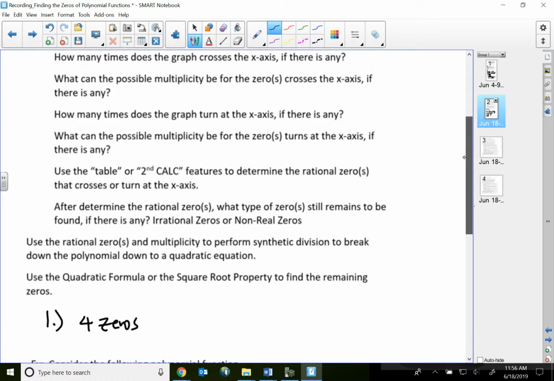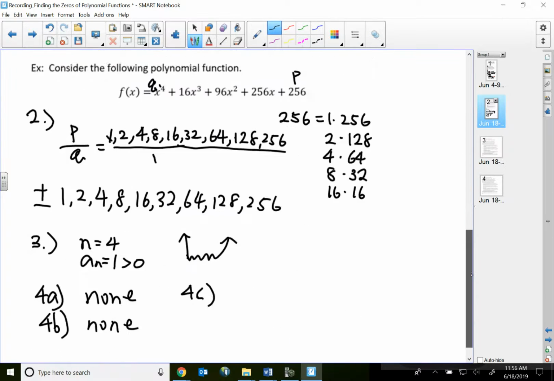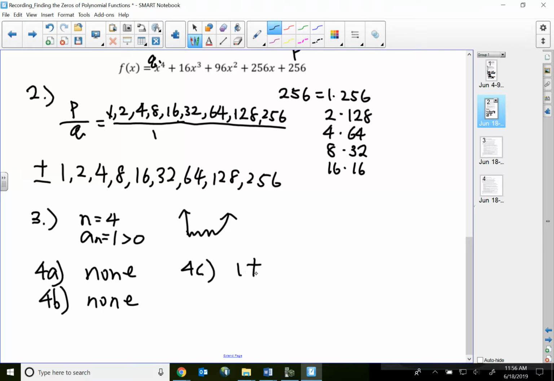For C, how many times does it turn? So far, I only see it one time. And what could the multiplicity be? Well, if it turns, my multiplicity can be 2 or it can be 4. Okay, it cannot be bigger than the degree. So it has got to be 2 or 4.